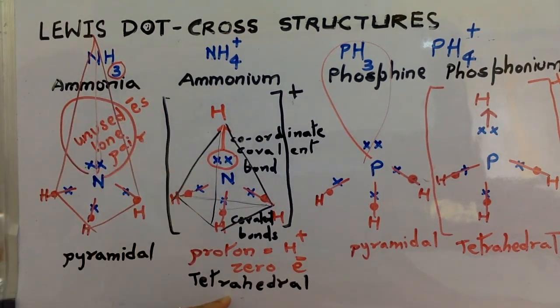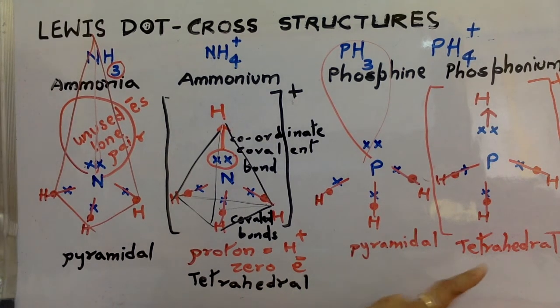But ammonium is tetrahedral. Same way phosphine is pyramidal, but phosphonium is tetrahedral.